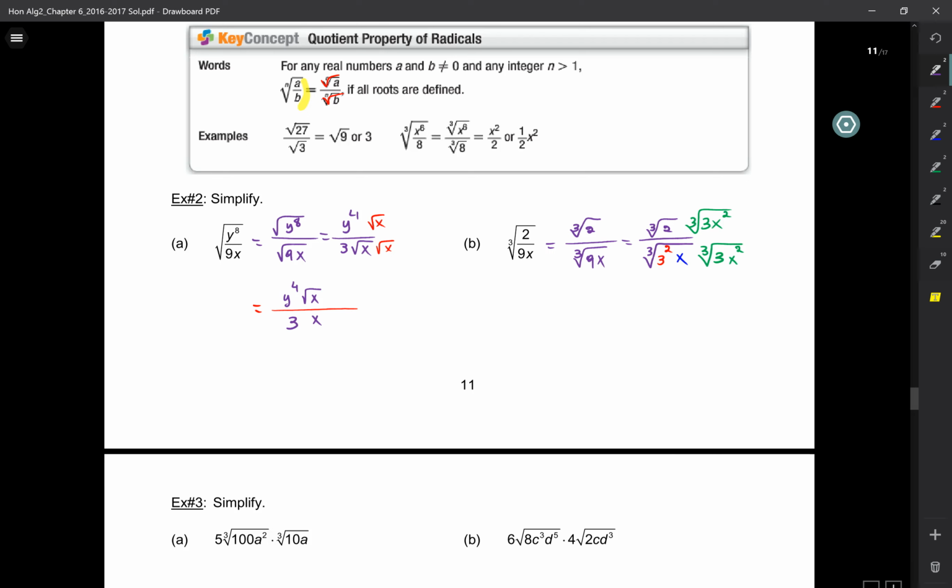So let's see what we have here. In the numerator, I have the cube root of, I multiply everything, so 6x squared. And in the denominator, I have the cube root of 3 cubed, which is just 3, and the cube root of x cubed, which is just x. Okay? And that's how you leave it. You cannot simplify the 6 with the 3, right? Because one is inside a root and one is outside.